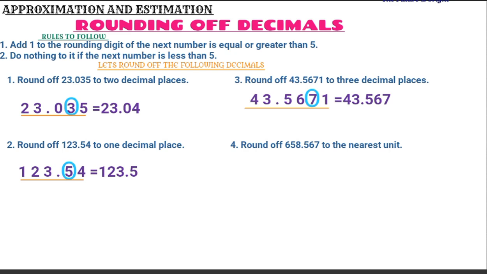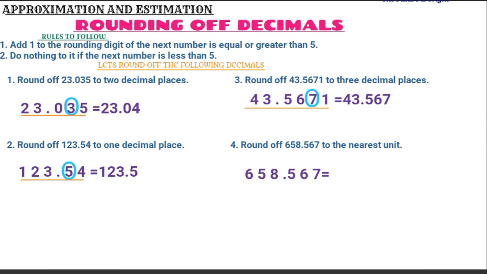Question 4. Round off 658.567 to the nearest unit. What I'm going to do is rewrite the number down here. Now remember, when you are asked to round off a decimal number to the nearest unit, what they are asking you to do is to give an answer which has no decimal place.